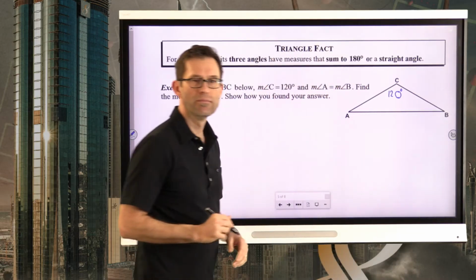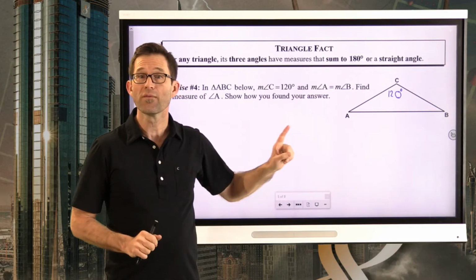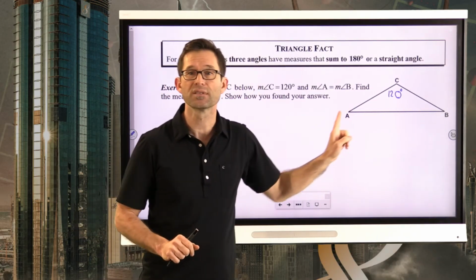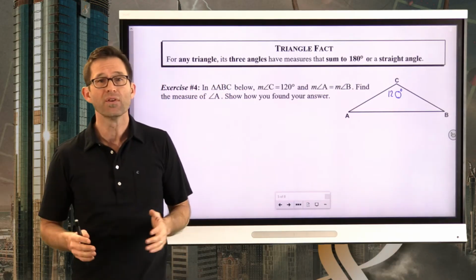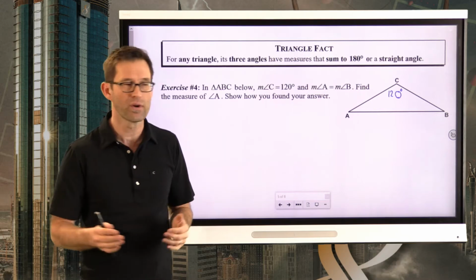That's not much better, but it gets the job done. So we have 120 degrees. What we want to know is we want to find the measure of angle A, and we've been told that A and B have the same measure. Well, all we have to do is just keep track of those 180 degrees, right? They're always going to add up to 180.